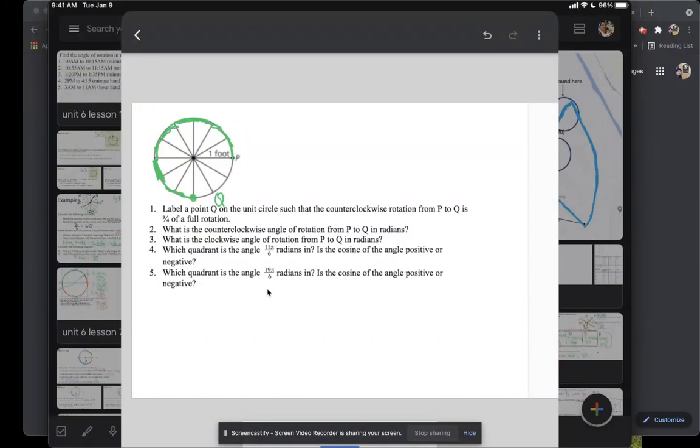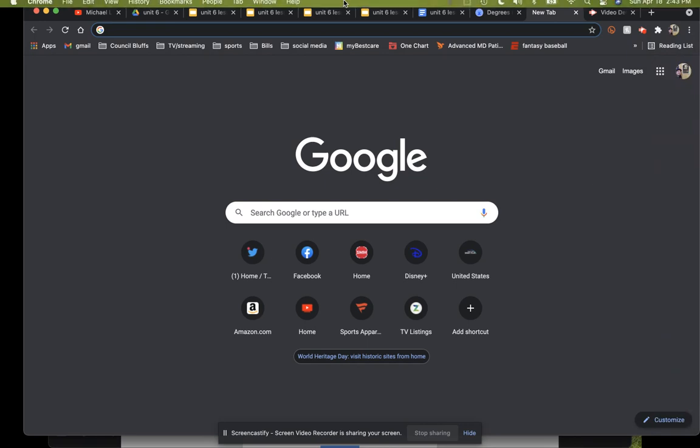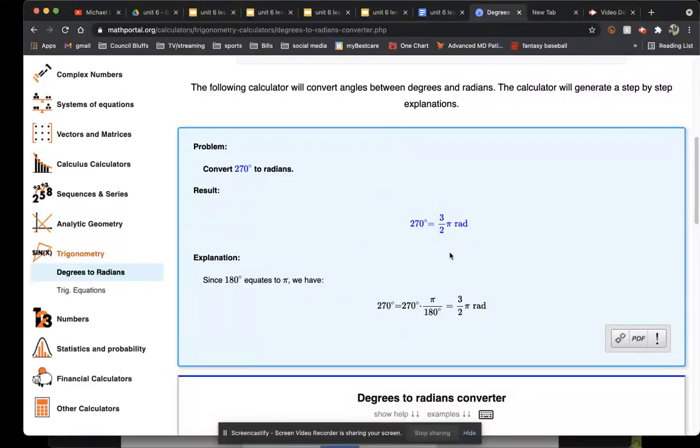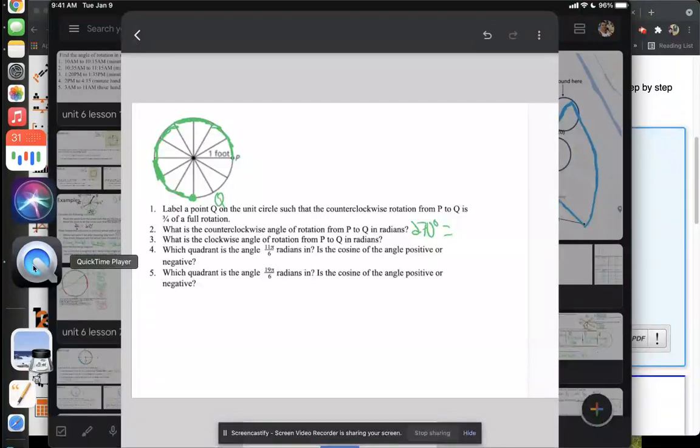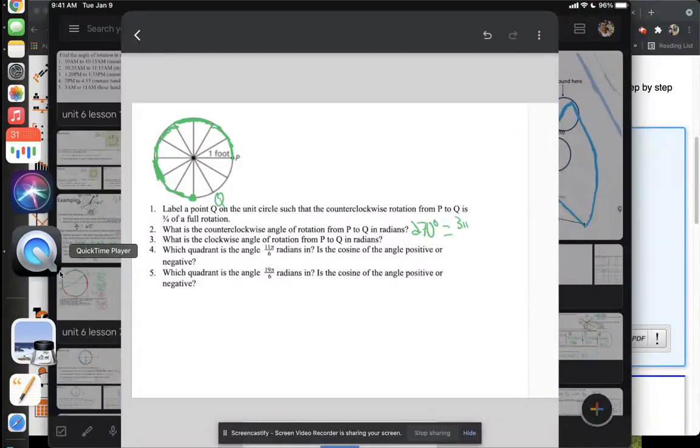Number 2, what is the counterclockwise angle of rotation from P to Q in radians? We know this is going to be 270 degrees, so we just have to convert that to radians. Let's go to our calculator here. I have this from a previous problem. 270 degrees is 3 pi over 2 radians. So the answer to number 2 is 3 pi over 2.